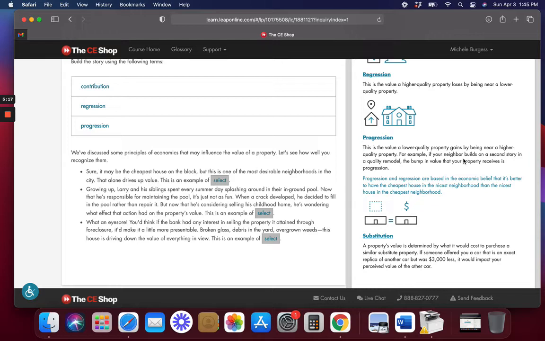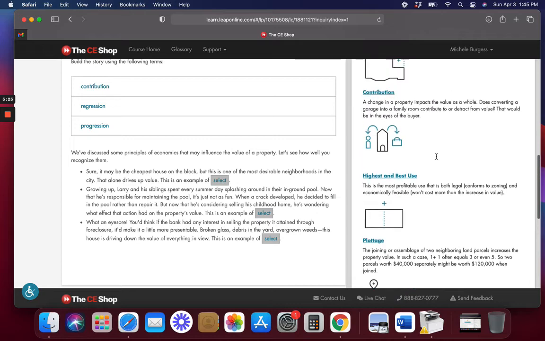That's my parrot. Okay, it would impact your perceived value of that car. I mean, why is it $3,000 less? Is something wrong with the engine?